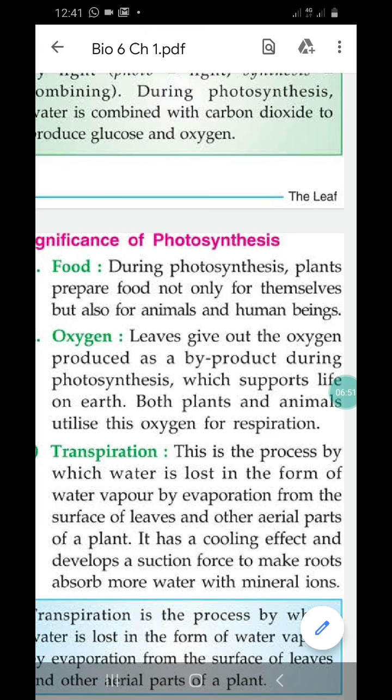It's not that only animals or we breathe in oxygen and leave out carbon dioxide. Even plants breathe in oxygen. You might have heard elderly people saying that during daytime plants take in carbon dioxide and during nighttime plants take in oxygen. Do you know why plants take in oxygen? For the process of respiration.